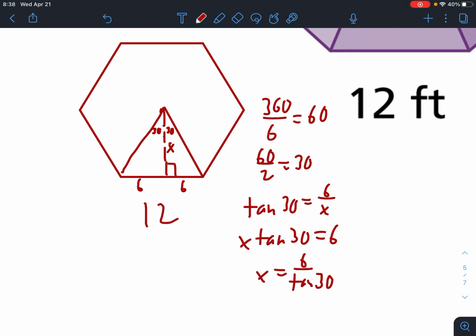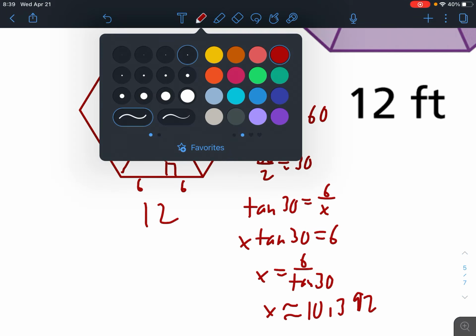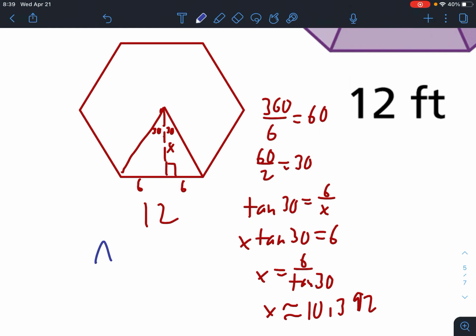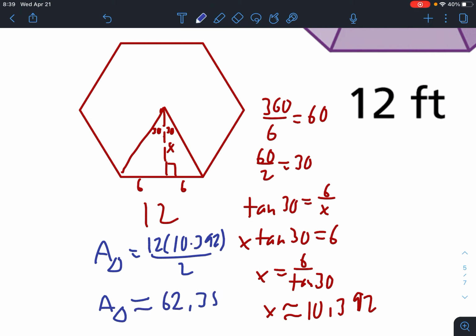So put 6 over tangent 30 in your calculator. Our apothem here should be approximately 10.392. So now we can do the area of that triangle. That area would be base times height over 2. And that would give us 62.354. Then you want to ask yourself, how many of those triangles make up that hexagon?